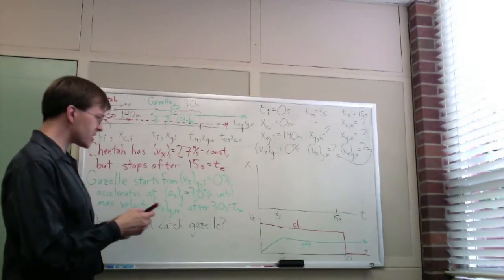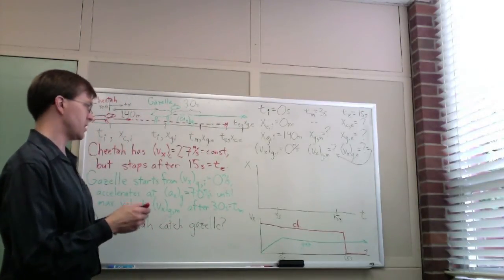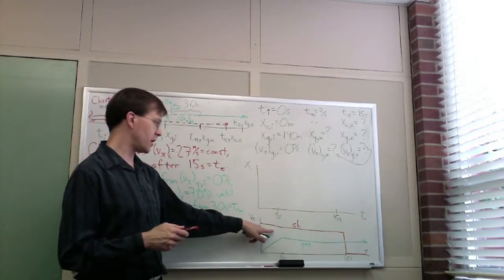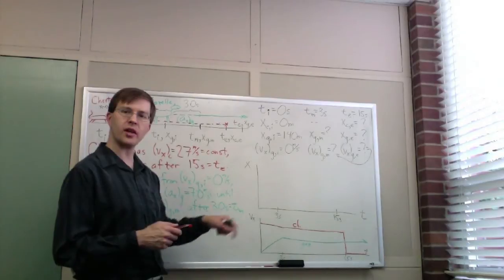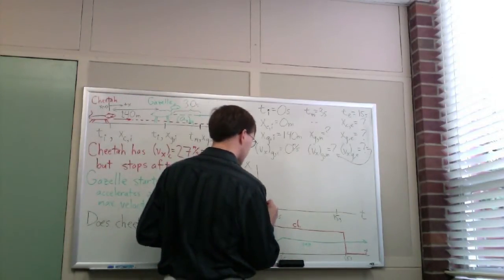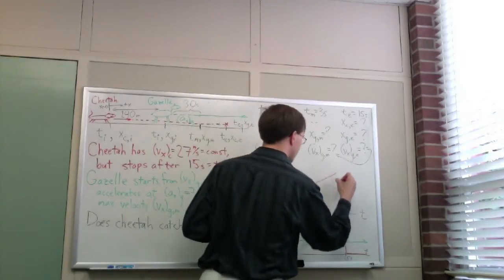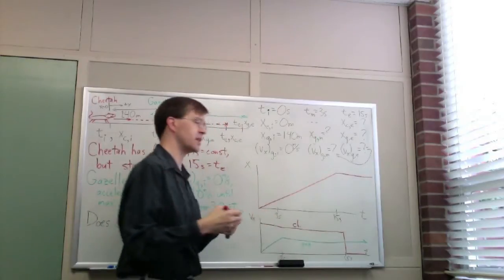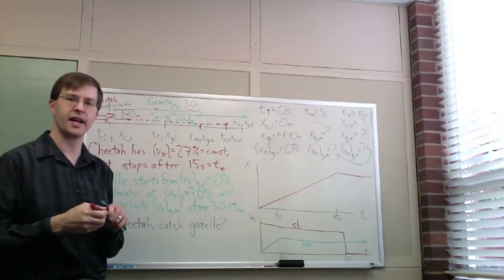Translating that into position is relatively straightforward. A constant velocity in the velocity graph will translate into a straight line in position. So our cheetah will look something like this until 15 seconds, at which point the cheetah's position is constant. The cheetah doesn't move anymore after 15 seconds.